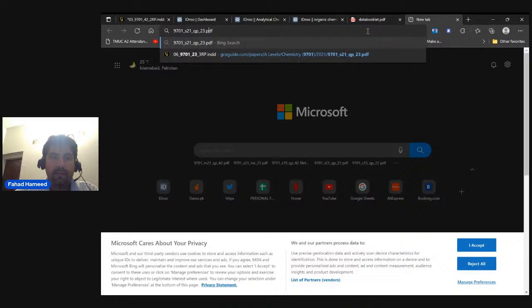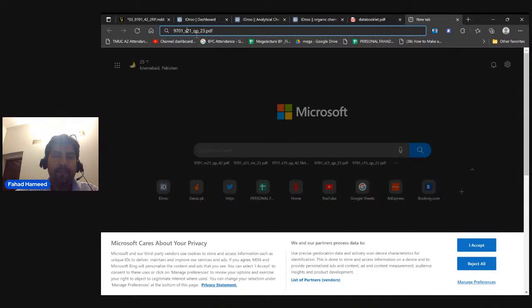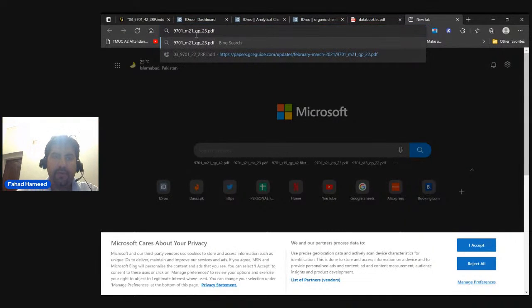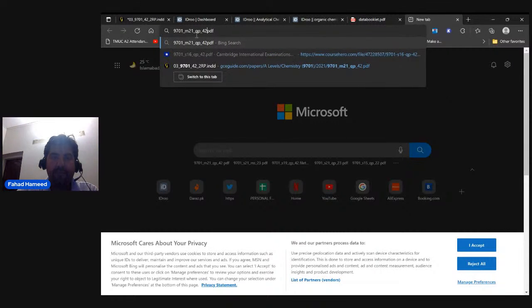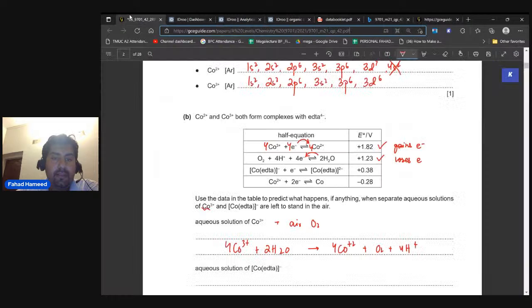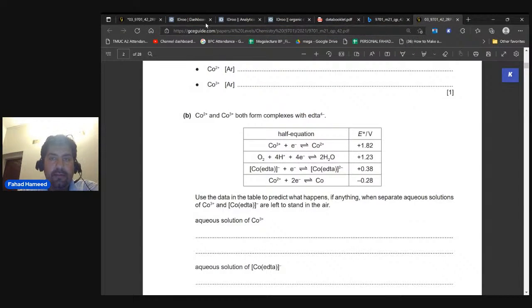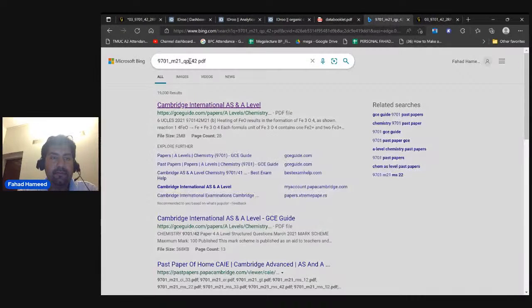Sorry, this is M21, question paper 4-2. So apparently, my hunch is there's not going to be any reaction. At least not with air because it's not reacting with air. Oxygen has a lower potential, so it's going to lose electrons. It's not going to gain electrons. And just 1 second, let me change this.